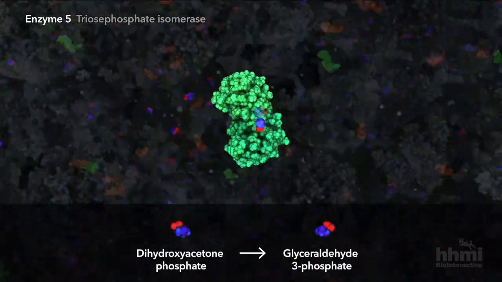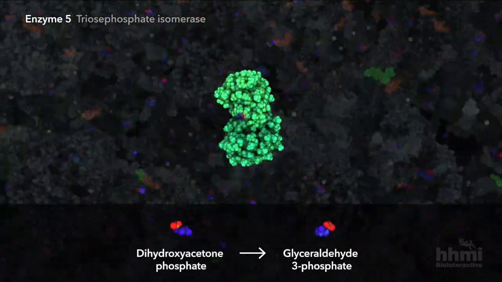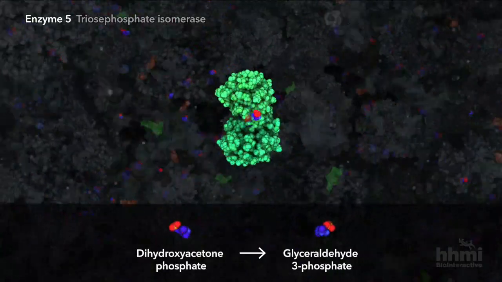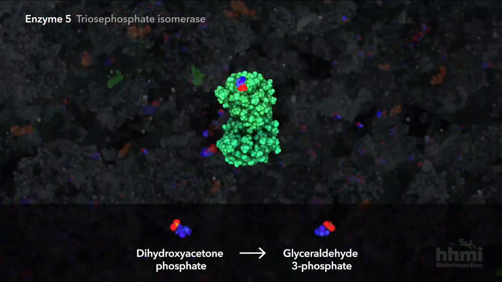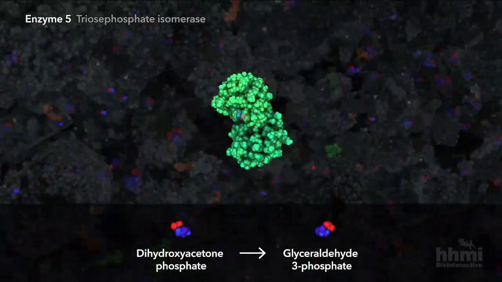The sugar isomer, dihydroxyacetone phosphate, must first be converted through isomerization before continuing to the sixth enzyme.